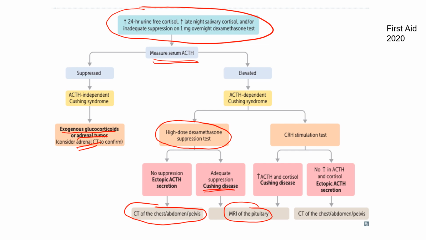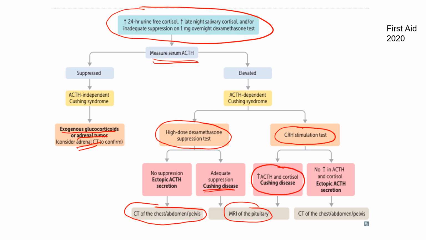The same logic applies to a CRH stimulation test. So if ACTH is just being autonomously produced by the pituitary, we wouldn't expect CRH, which normally stimulates the pituitary, to have much of an effect. But we actually see in patients with Cushing disease, where they have an ACTH producing pituitary tumor, if you give them CRH, you'll actually see an increase in ACTH and cortisol.